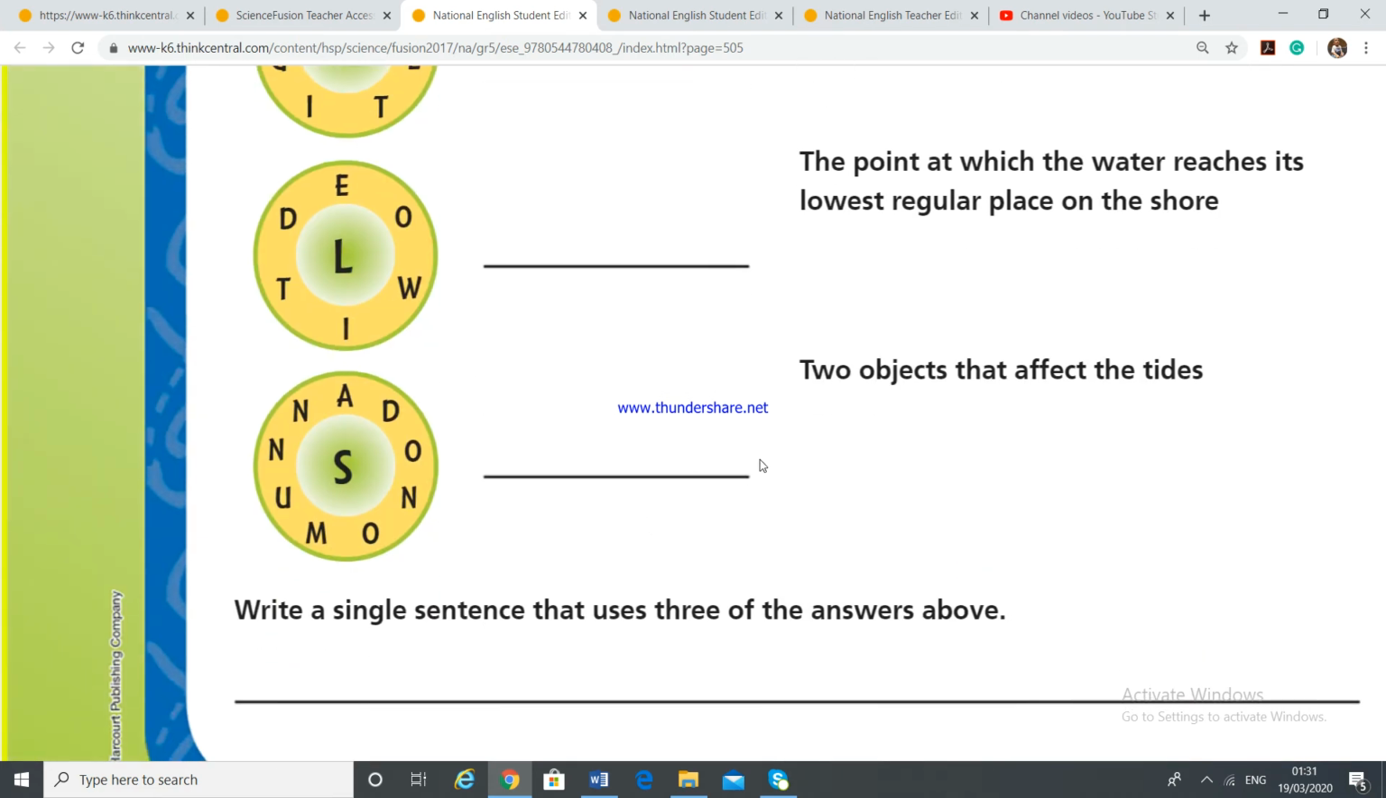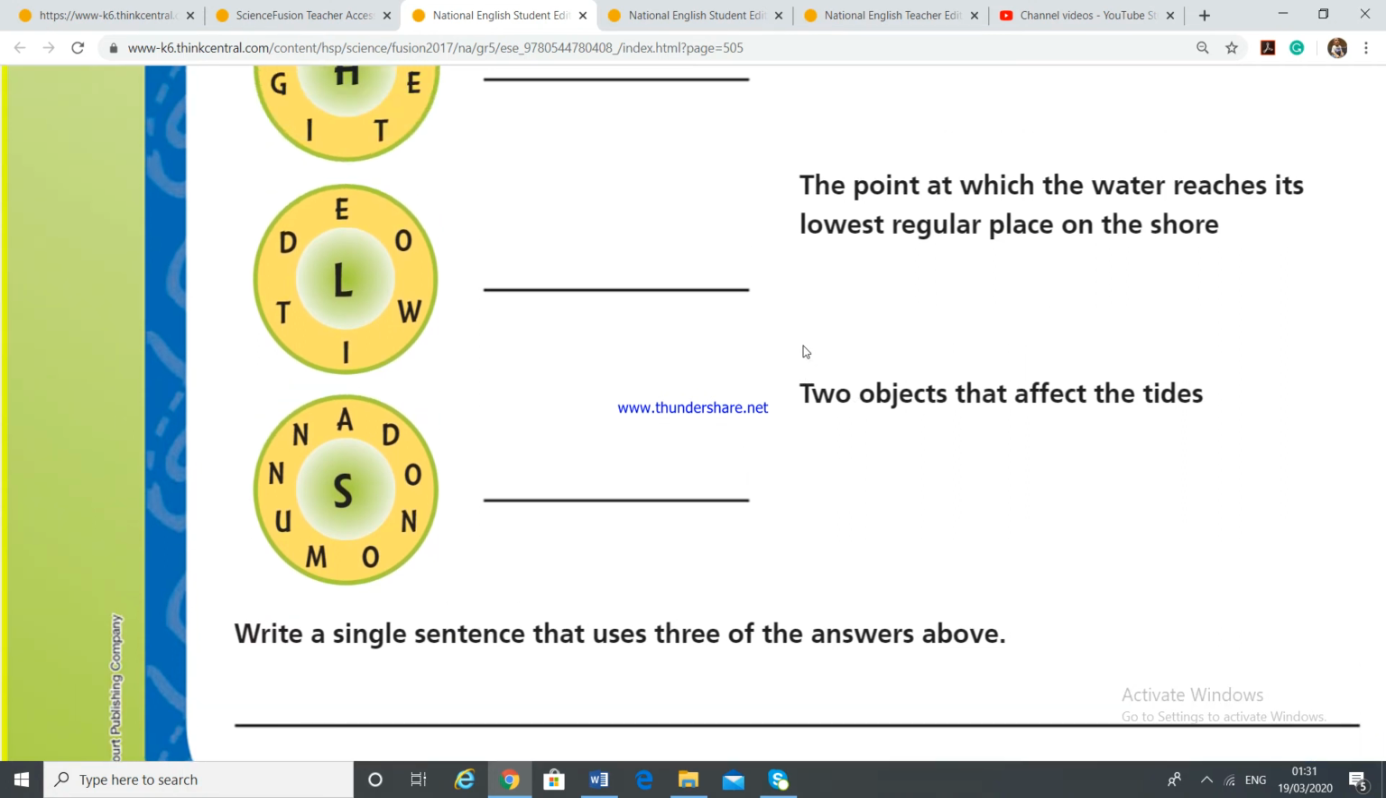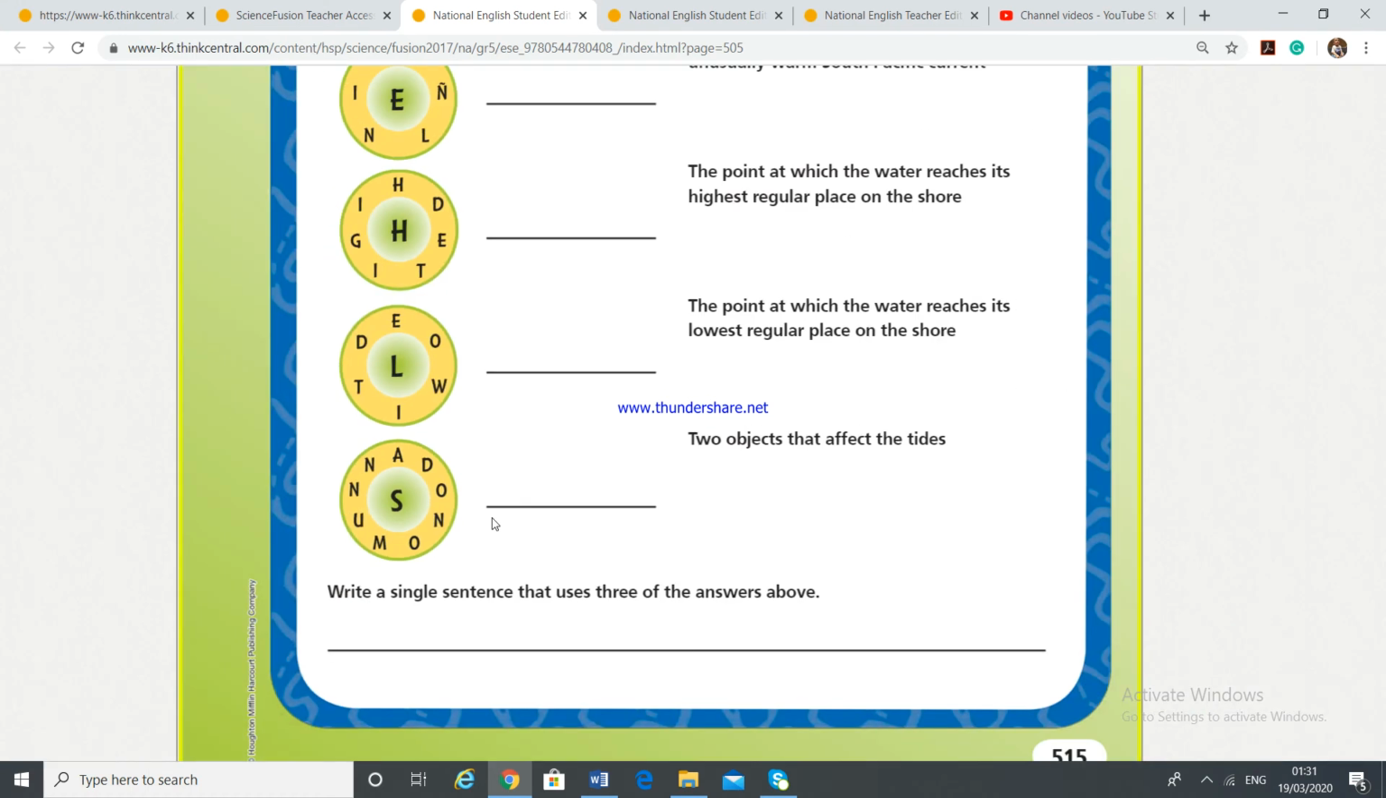It's very easy, girls. Two objects that affect the tides, it's sun and moon. So now, girls, I have discussed it. Try to write it without seeing first, because I have given you all the hints and answers actually. So try to write it without seeing and then check your answers with the answer key later. So write a single statement that uses 3 of the answers above. I can just say the sun and the moon cause high tide and low tide.